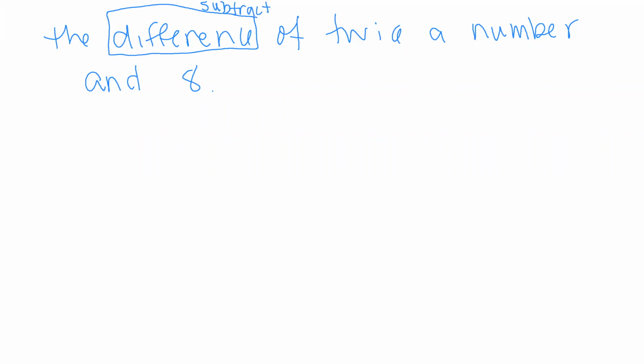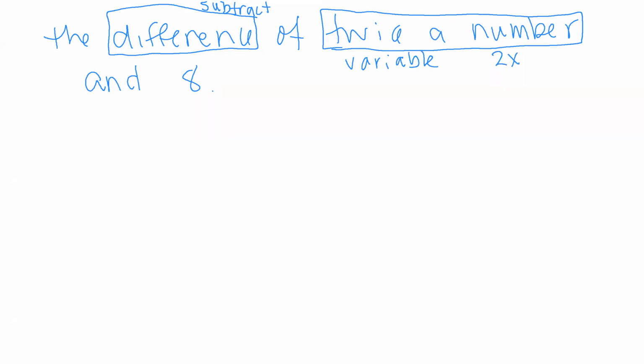So I want to subtract twice a number, okay? Well, I don't know what the number is. It could be anything. So this is my variable. And I want you to be really careful here. We want twice that number. So let's say the variable is x, and we want twice that. That means 2 times x. So I'm going to call this 2x. And then we simply have 8.